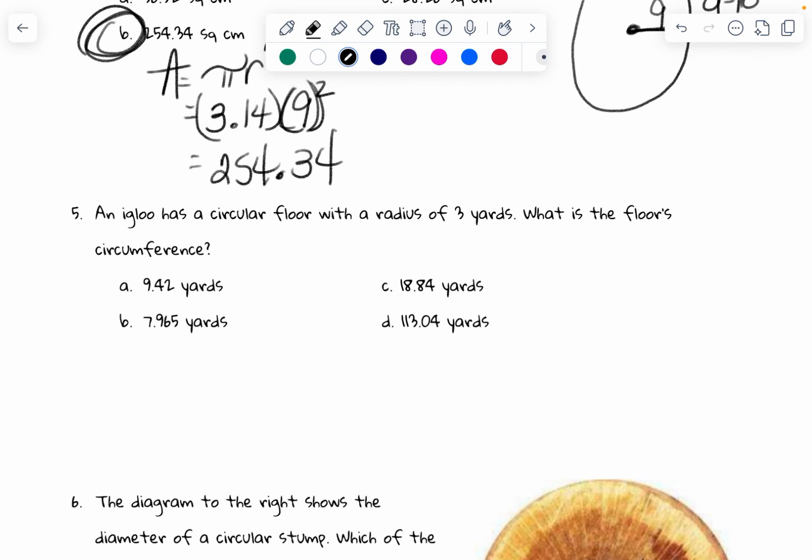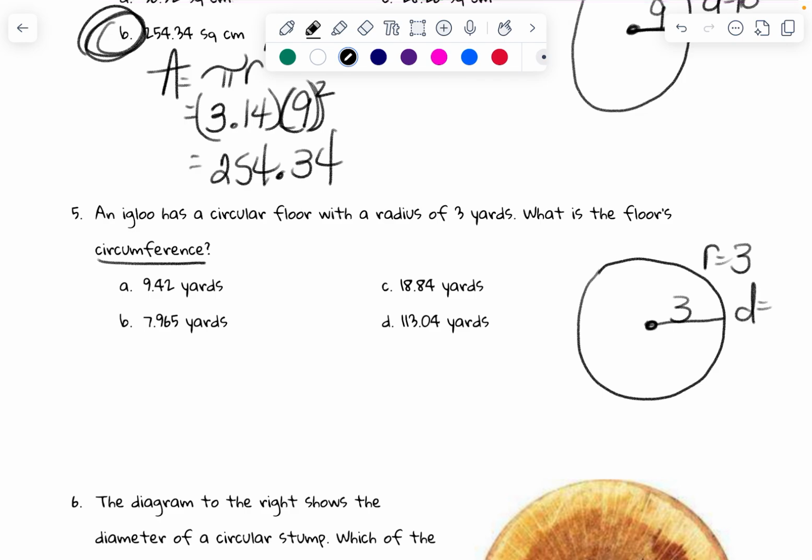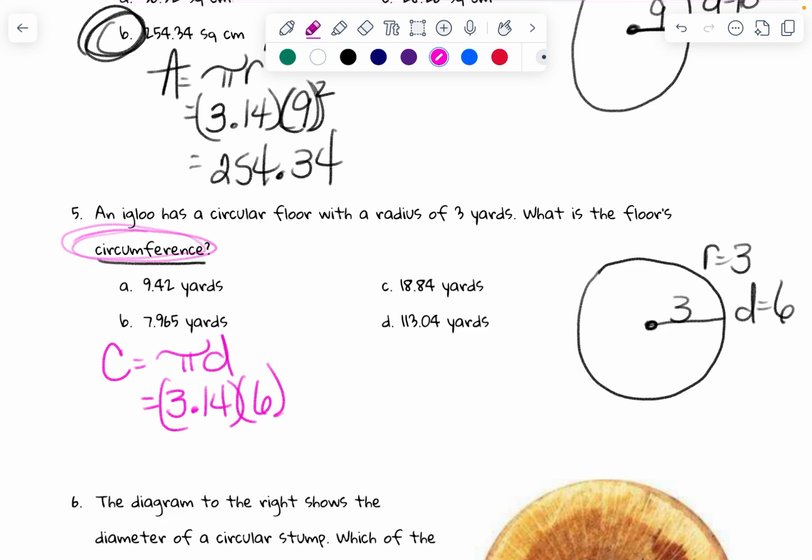An igloo has a circular floor. Draw your circle with a radius of 3 yards. What is the circumference? So R is 3, D is 6. It wants the circumference. C equals pi times the diameter. Pi is 3.14. The diameter is 6. So we multiply that, and we get 18.84.